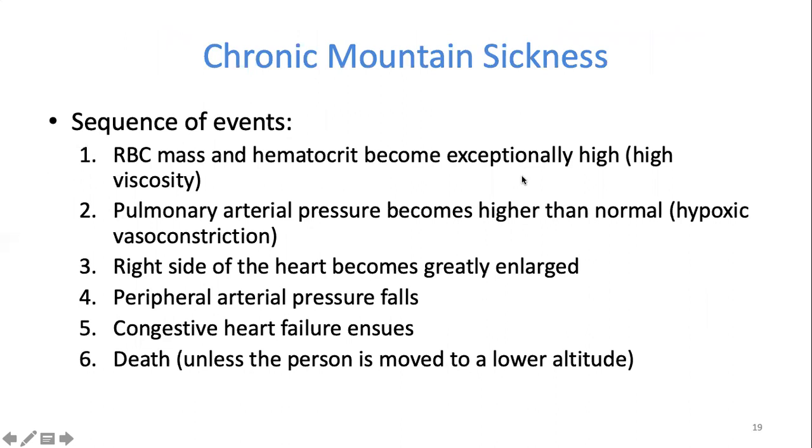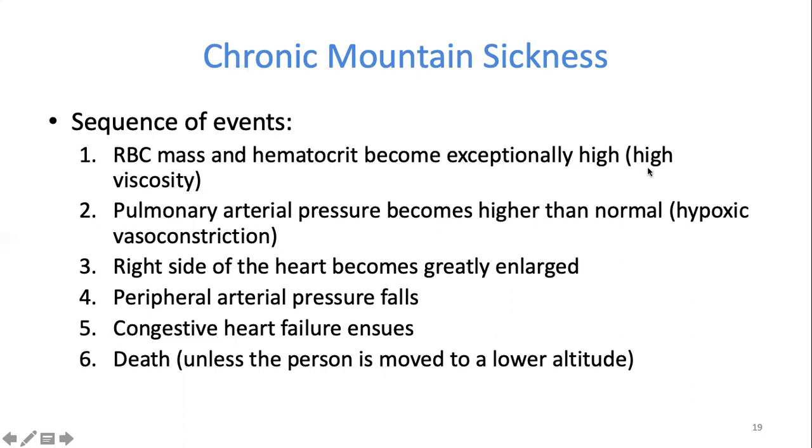So what if you have chronic mountain sickness? You will experience a sequence of events beginning with an increase in RBC mass and hematocrit, which can become exceptionally high. And because of this, your blood will become very viscous. And this increases your risk for slowing of the movement of blood. You can also have blockages, you can have stroke, you can have heart attack because of this high viscosity.